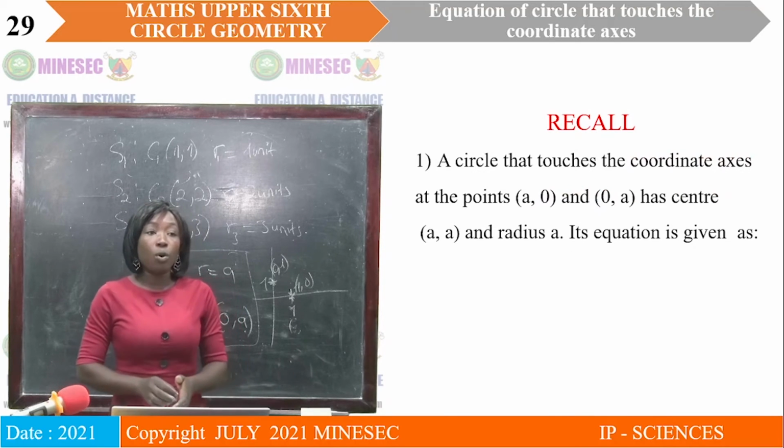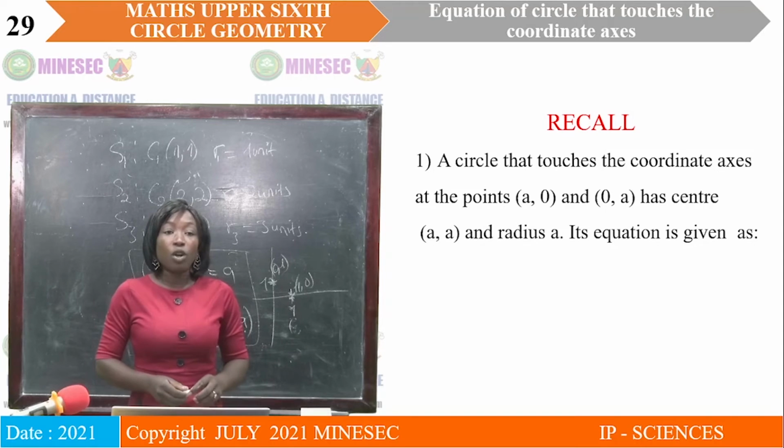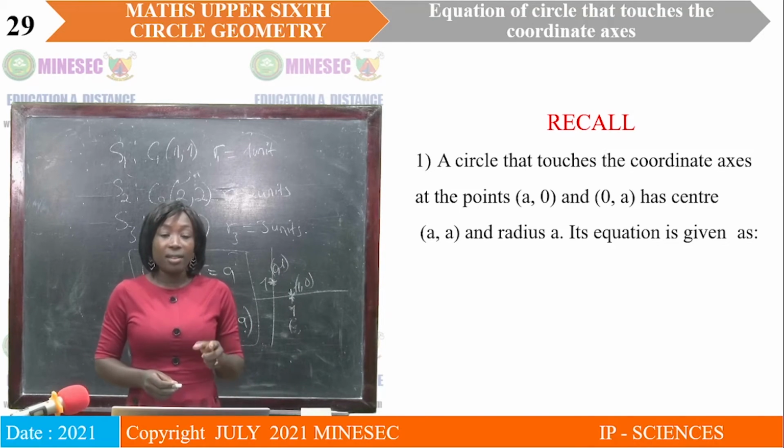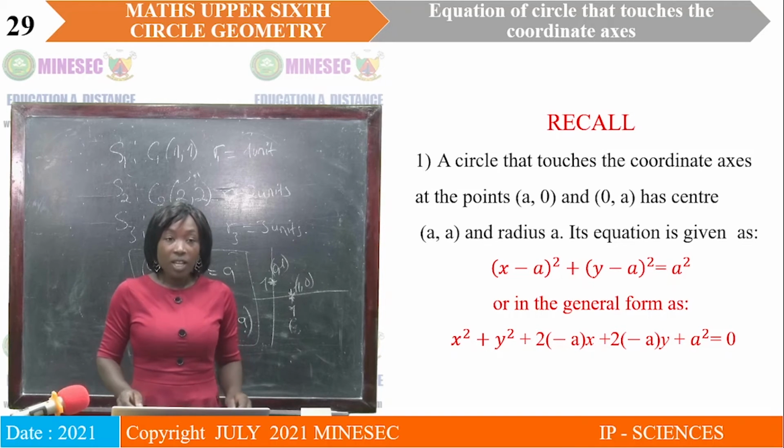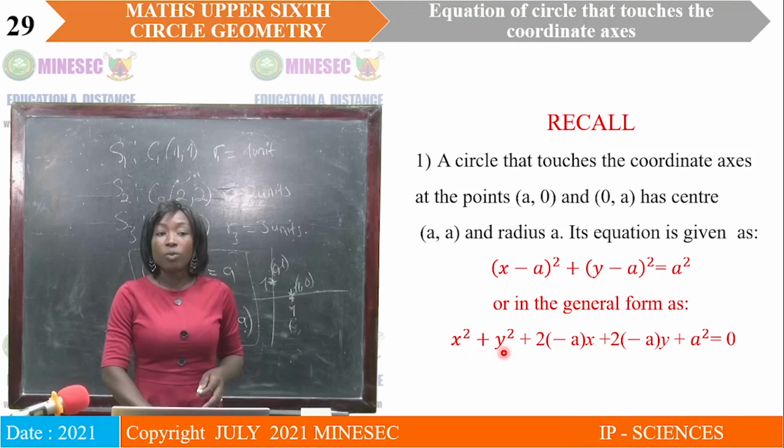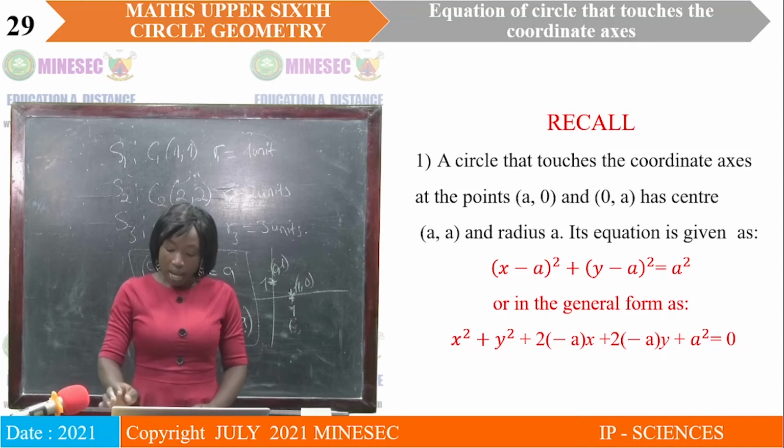Now, as a recall, a circle that touches the coordinate axes at the points (a, 0) and (0, a) has center (a, a) and radius a. Its equation is given as (x − a)² + (y − a)² = a², or in the general form, as you can see displayed there, x² + y² + 2(−a)x + 2(−a)y + a² = 0.